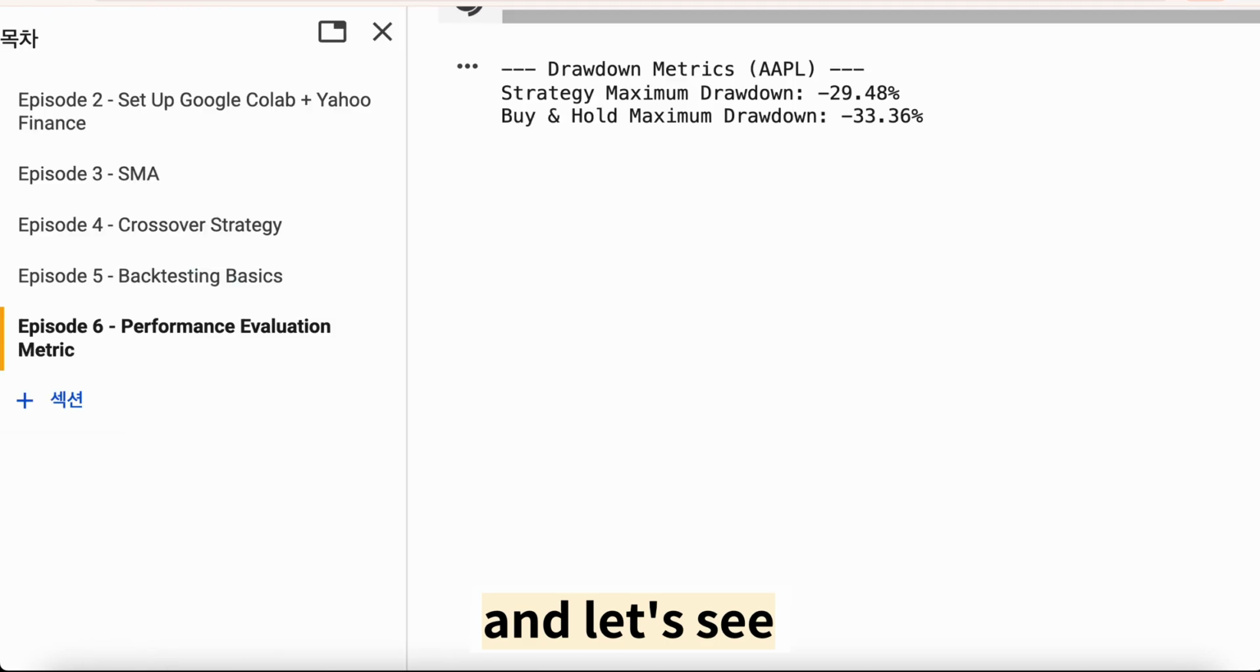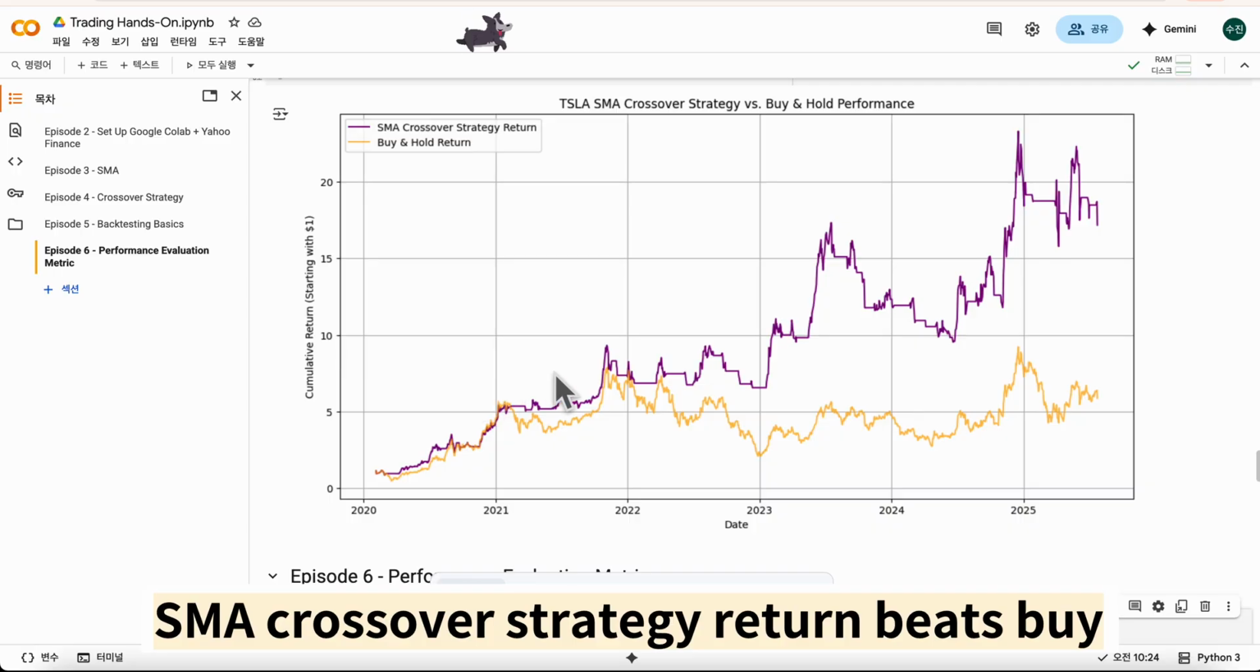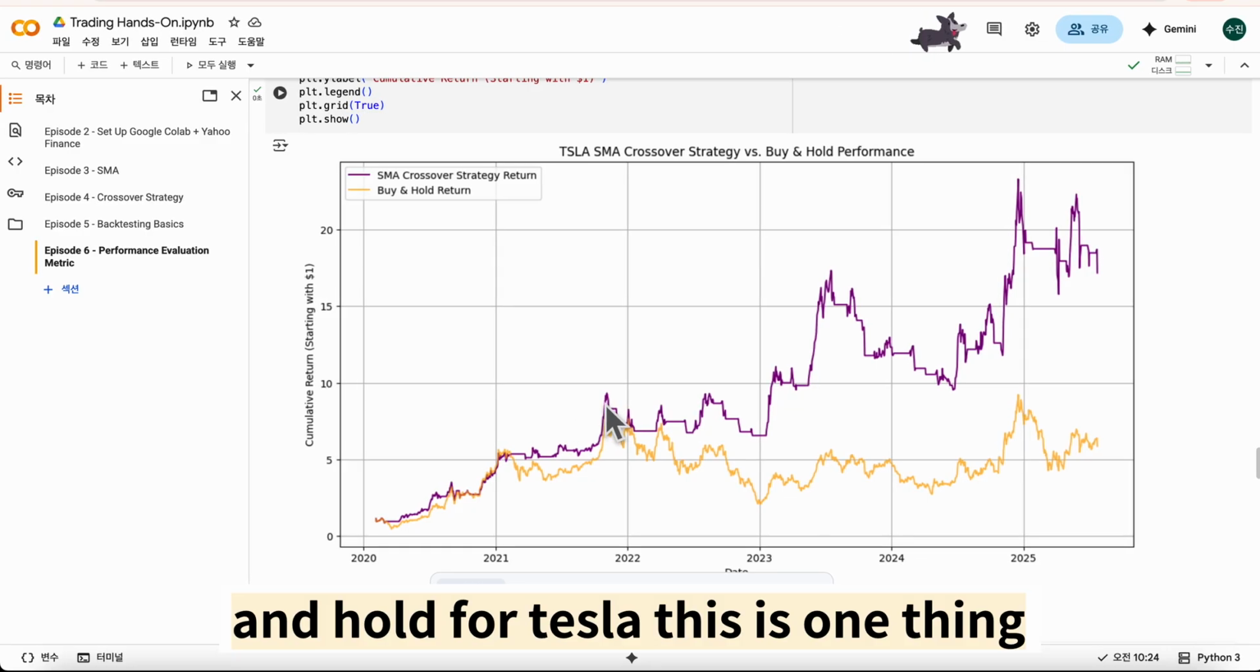And let's see. There we go. Wow. This is Apple SMA crossover. Strategy return beats buy and hold for Tesla. This is one thing.